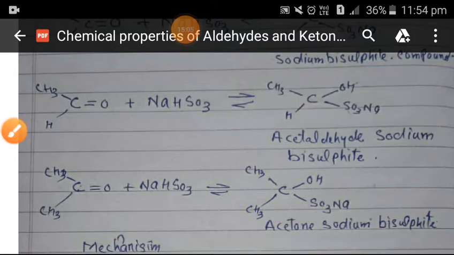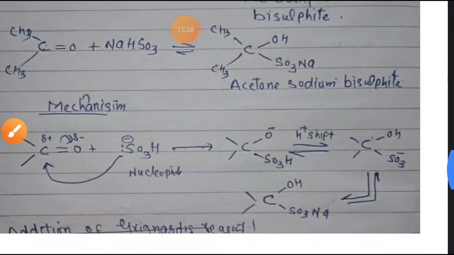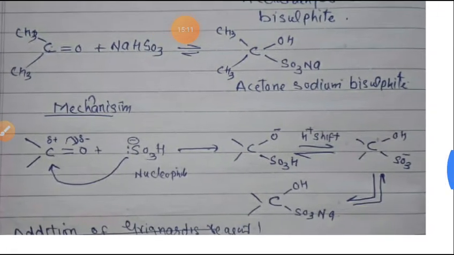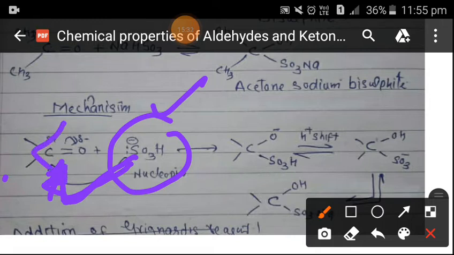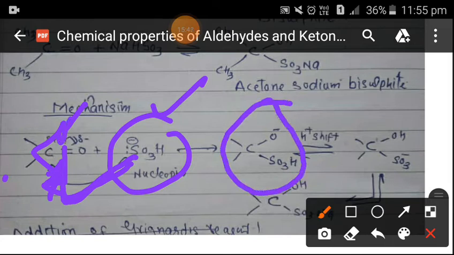So the mechanism of the reaction is similar to what we had discussed above, but here the nucleophile is different. Here the nucleophile is actually the SO3H ion. Being an electron rich species, this will approach the carbon atom, which is an electron deficient center. So this nucleophile, being electron rich, will attack this carbon, as a result of which you will find that the intermediate is formed.